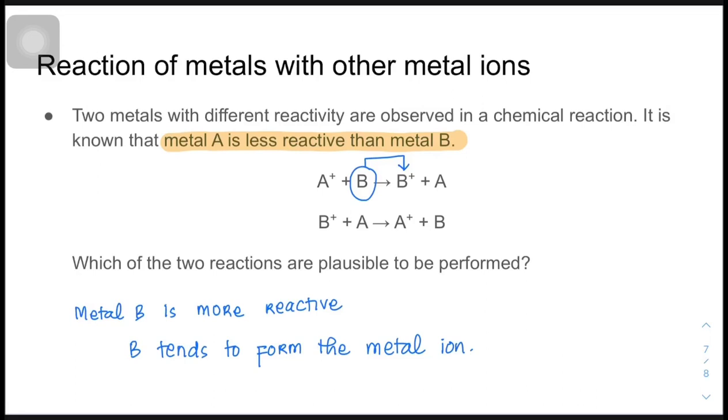Meanwhile, for the bottom reaction, we know that metal B tends to form the metal ion, and in this case, there's no such thing because it prefers to be in ion form. It will not undergo the second reaction. So which of the two reactions are plausible to be performed? The top reaction.